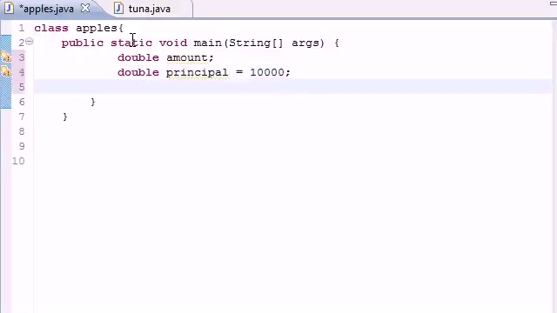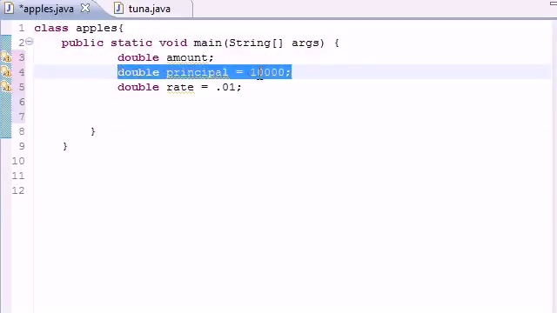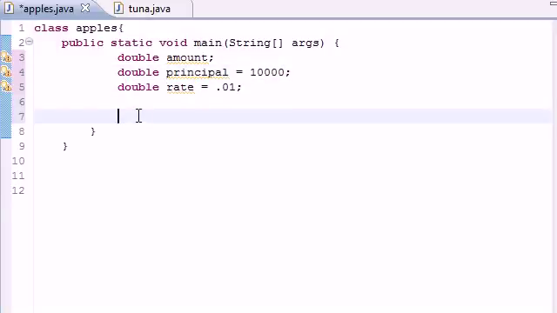So we have the amount, the principal, and the last thing we need is the rate. So double rate equals 0.01, since I'm gaining subscribers at 1% a day. Now that we have the amount, which we're solving for, the principal, the value that I'm starting with, and the rate, 1% a day, we can go ahead and make a for loop to build this program.